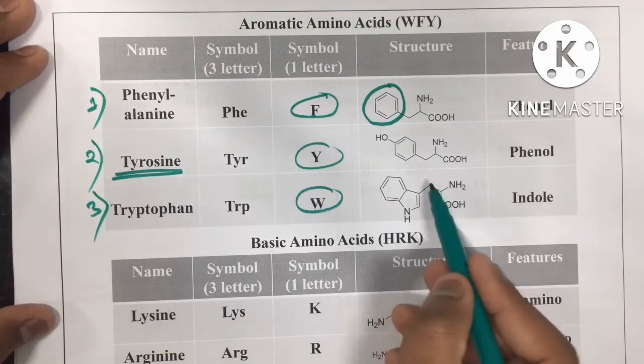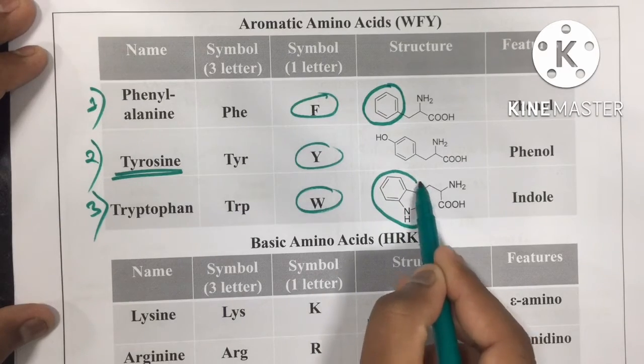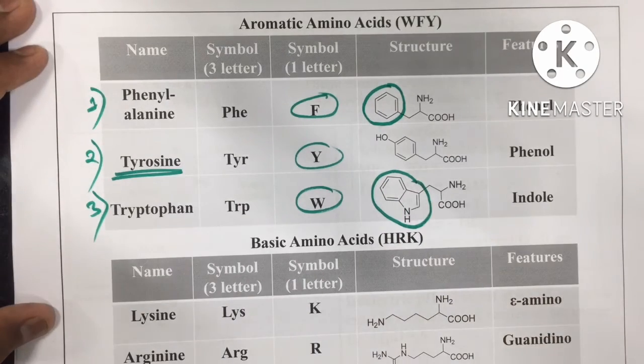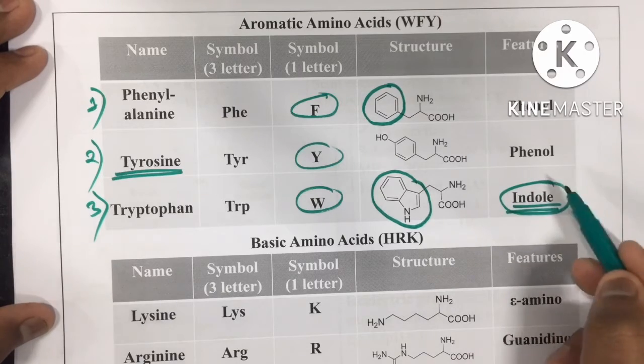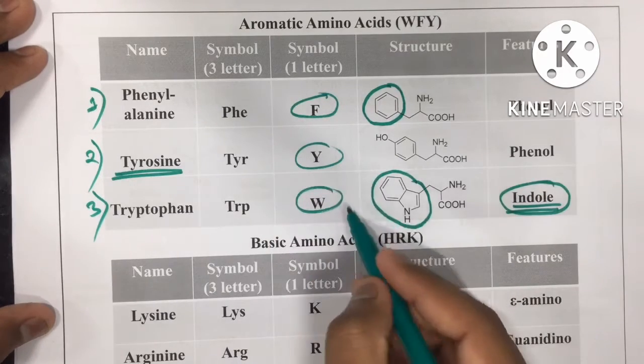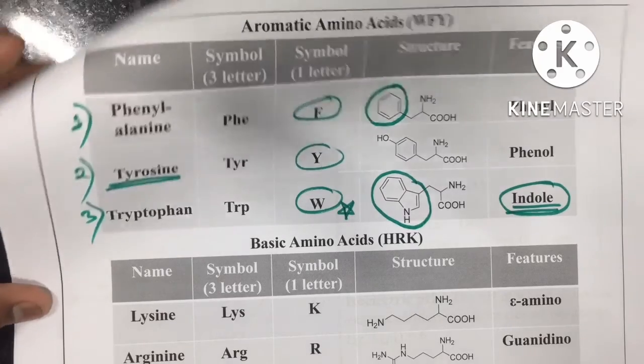And here the indole ring, right? Here we can see the indole ring in the tryptophan. So this is very important actually, this tryptophan amino acid, right? Indole ring present.